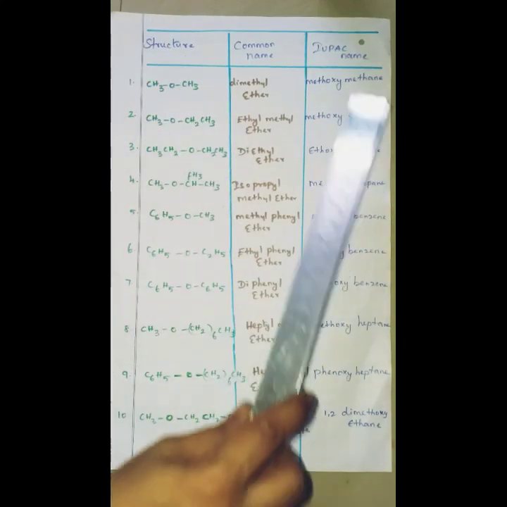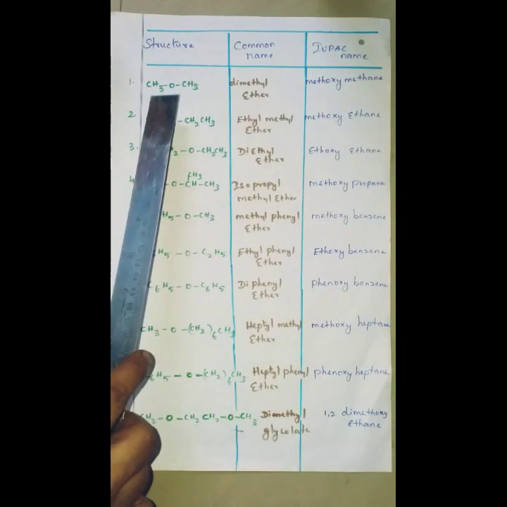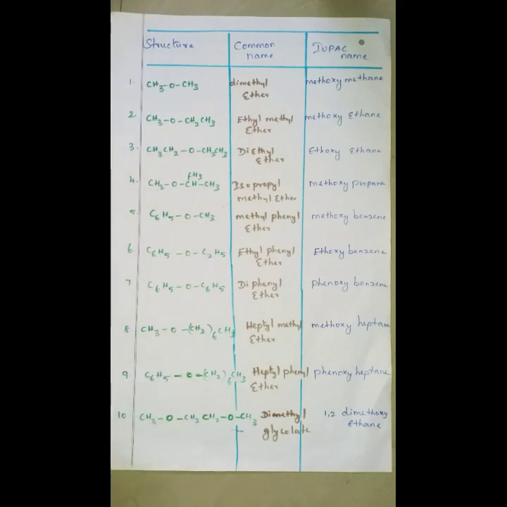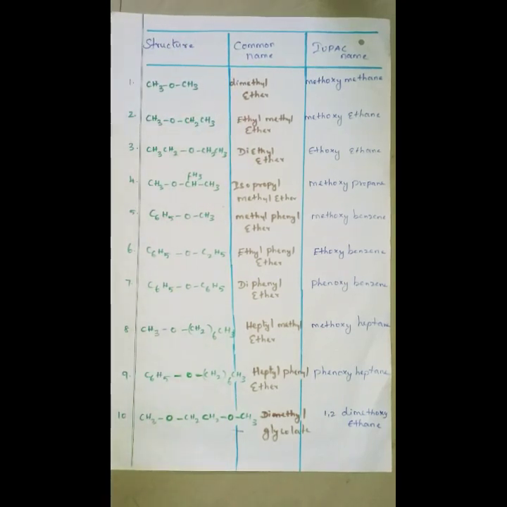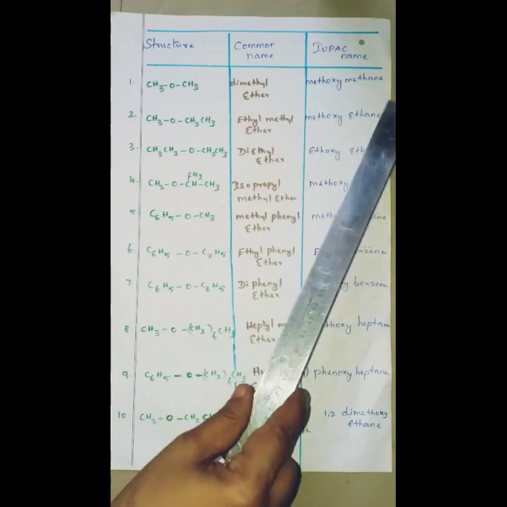Now we come to the IUPAC name. Once again I explain, CH3 group is called methyl, C2H5 or CH3CH2 is called ethyl, C6H5 means phenyl group. Using this, and also common names end with ether, and when 2 alkyl groups are there, whichever comes first in the alphabet we have to give priority. Now we come to naming the IUPAC name.